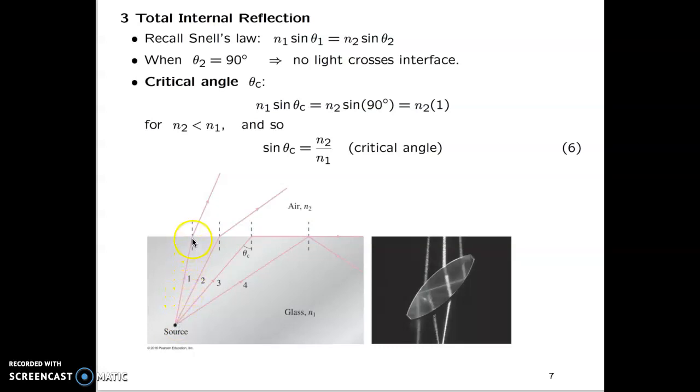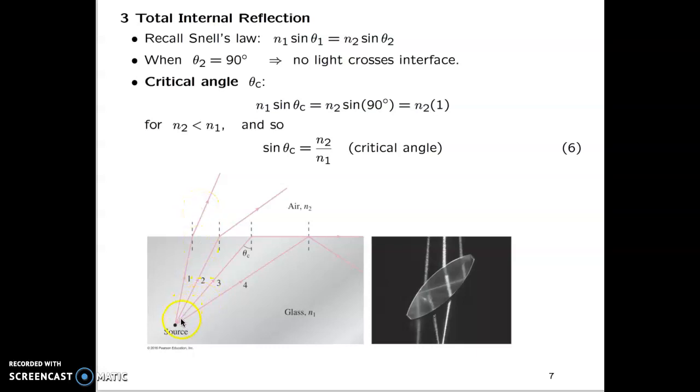The light is coming, let's say, along ray number 1, and hits the interface. We're going from glass to air. The index of refraction is going to decrease across that interface, so the light will bend away from the normal. Remember, the normal is this line which is perpendicular to the interface, perpendicular to the surface. We can use Snell's law to determine the relationship between the angle of incidence and the angle of refraction. We know how to do that.